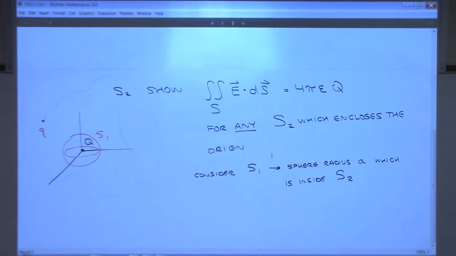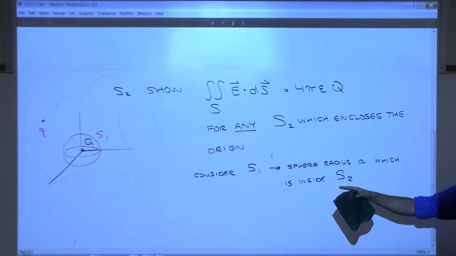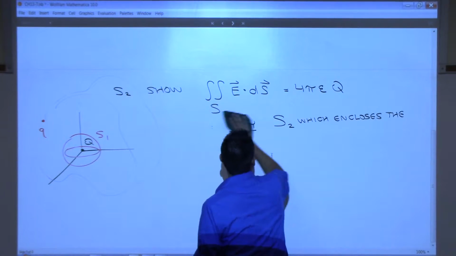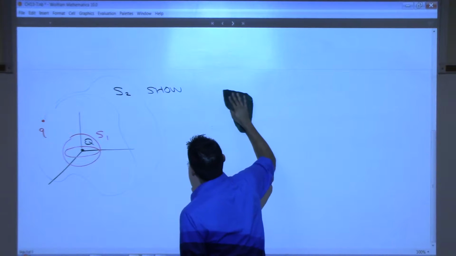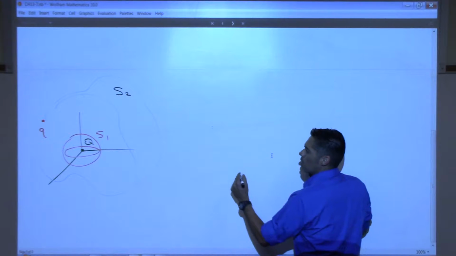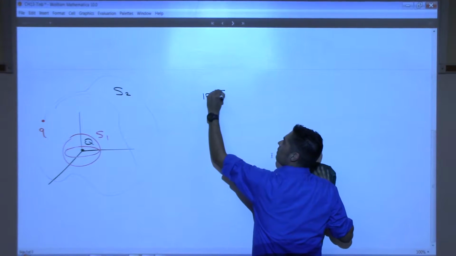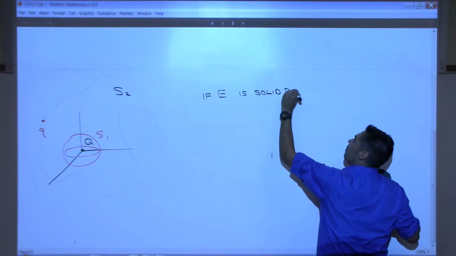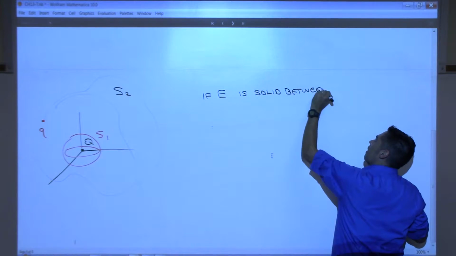All right. This looks a lot like the donut, right? That we did a second ago? What can you tell me in terms of what we did before? If E is the solid between them, be very careful there, solid between them.